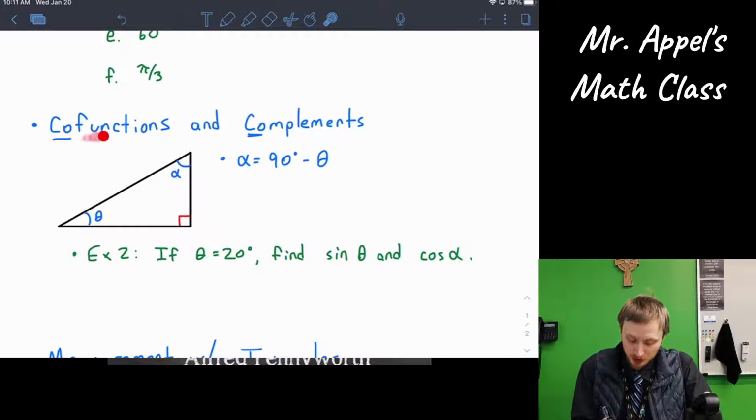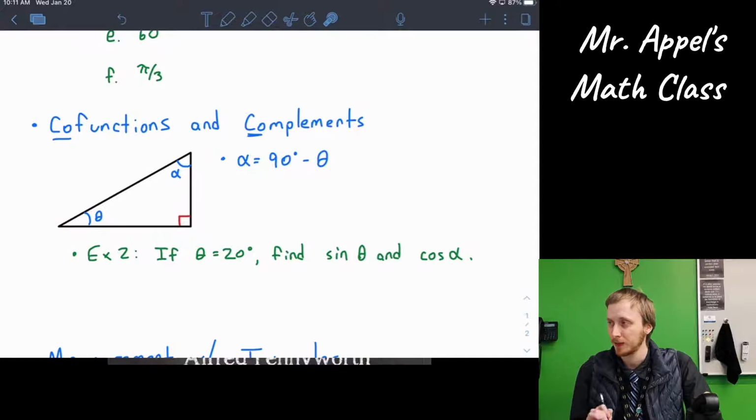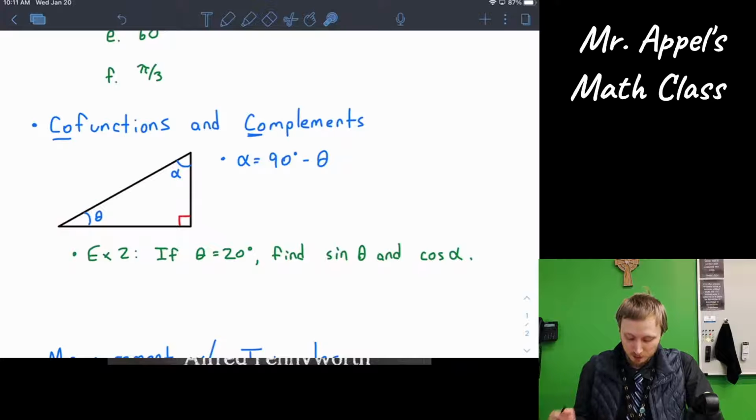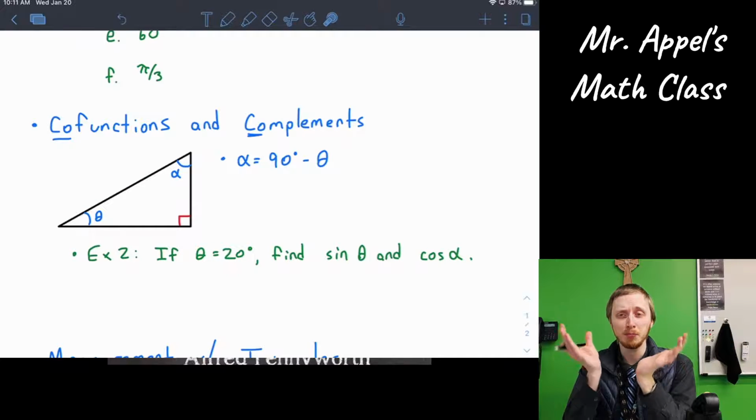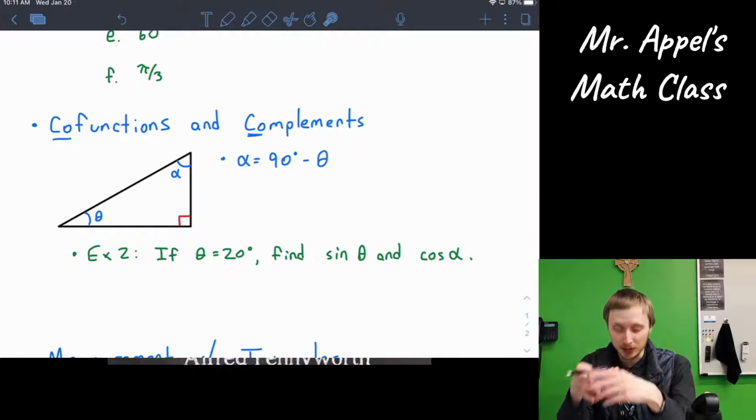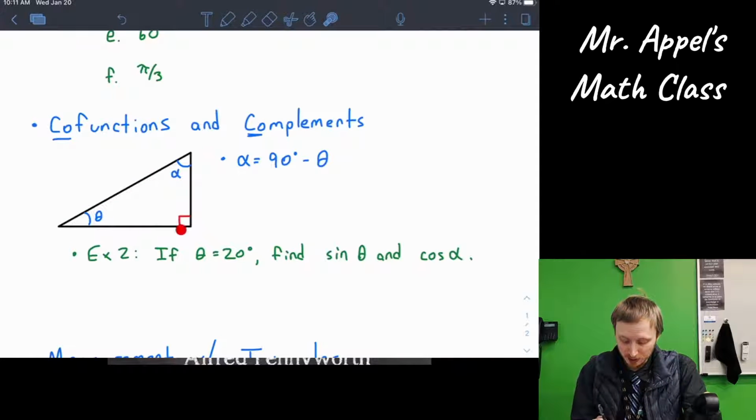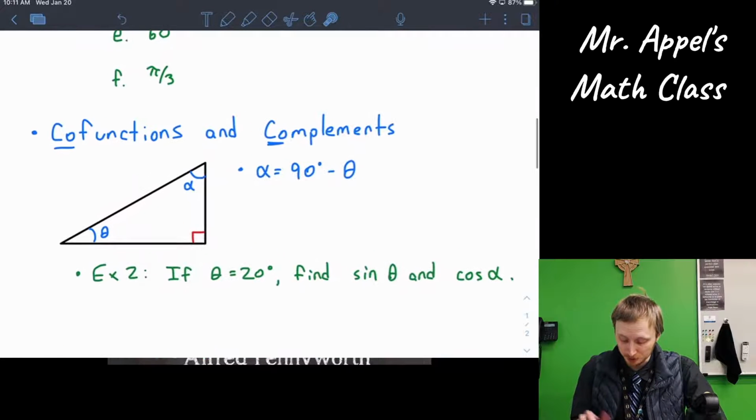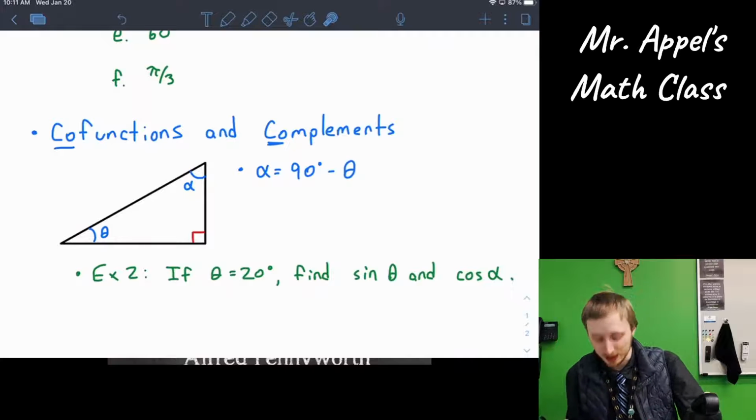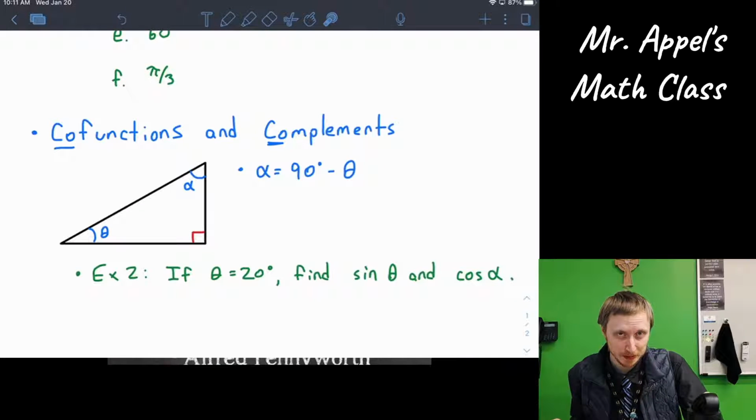The co-functions come from the complements in the triangle, right? Recall from geometry, an angle is complementary to another angle if they add up to 90 degrees. All three angles in any triangle add to 180. In the right triangle, one of them is already 90, so you take 90 out. The total left, these two must add up to 90. Therefore, they are by definition complementary. So alpha here is equal to 90 degrees minus theta there. No matter what theta actually is, alpha will always be its complement.